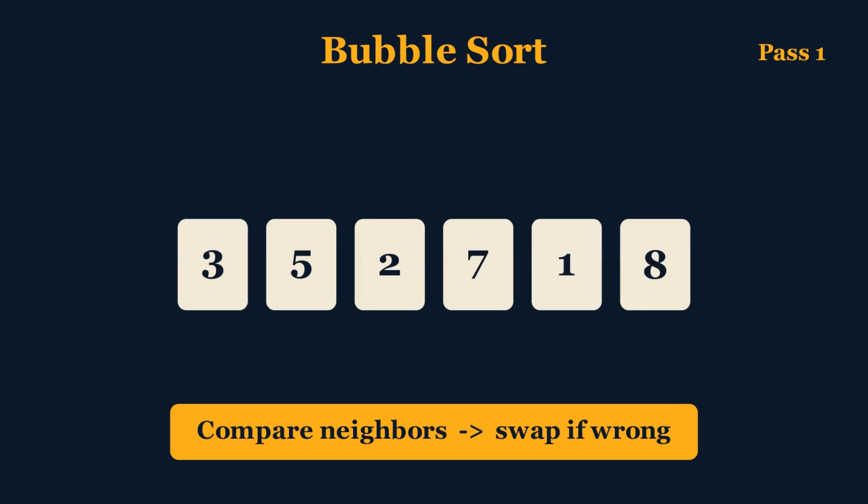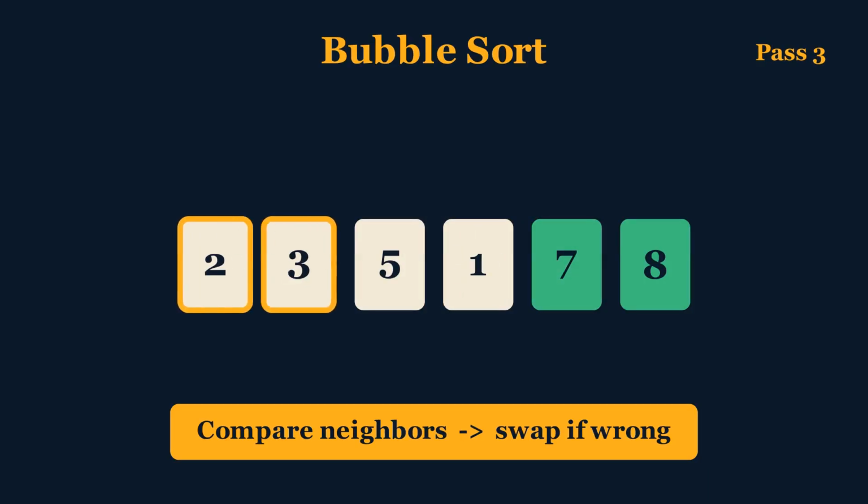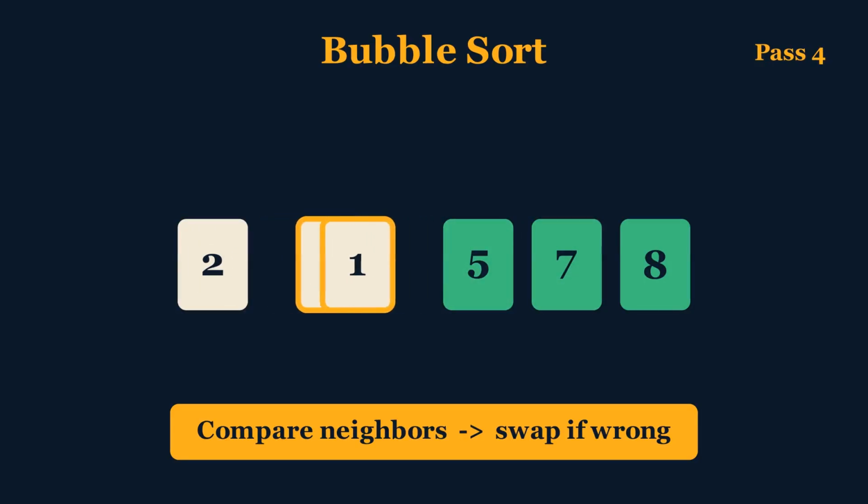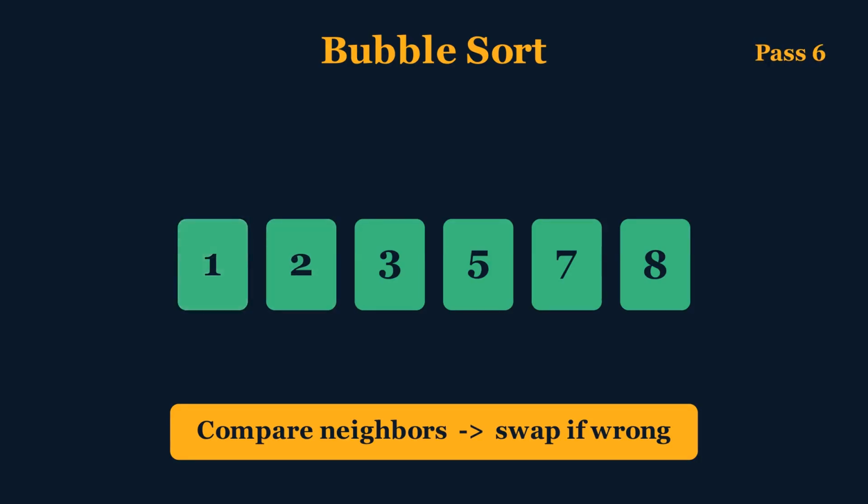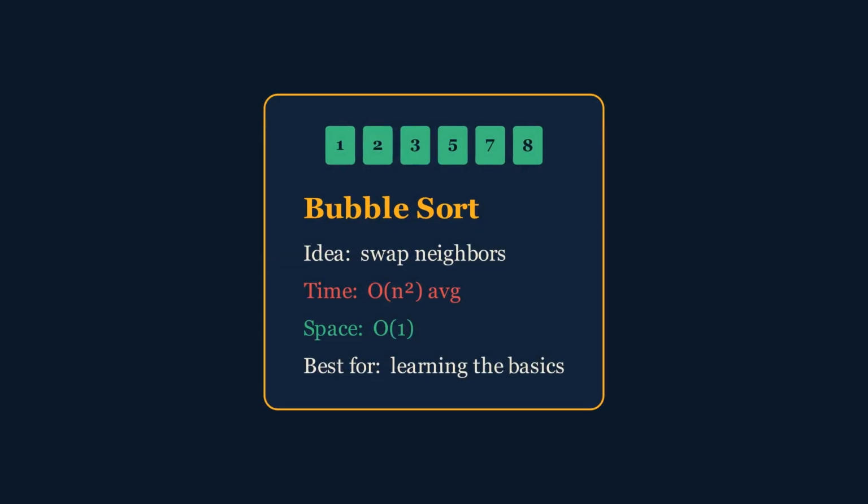Swap. And notice what just happened. The biggest number, 8, bubbled up all the way to the end. It's locked. We repeat this pass after pass, and the sorted zone grows from the right. It's easy to understand, but slow. For every element, we may scan almost the whole array. That's big O of n squared time, with big O of 1 extra space.